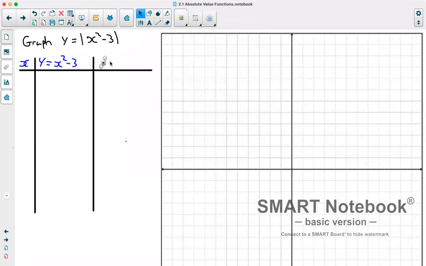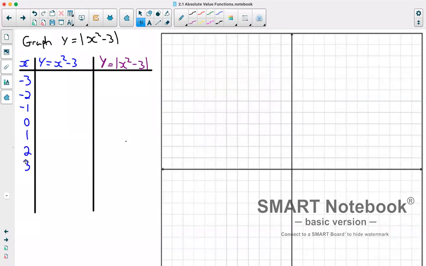And then in this column, I'll do y is equal to the absolute value of x squared minus 3. Okay, so let's go from, say, -3 to +3. So -3 squared is 9. 9 minus 3 is 6.